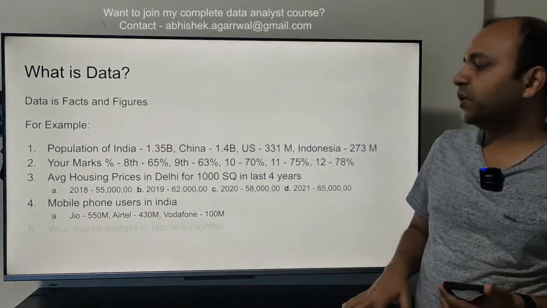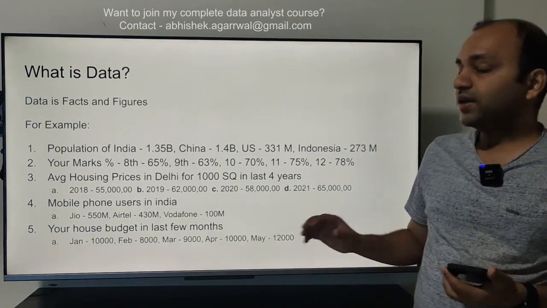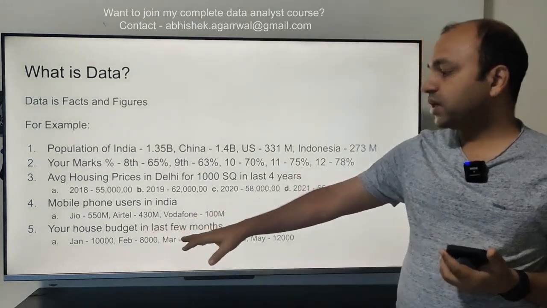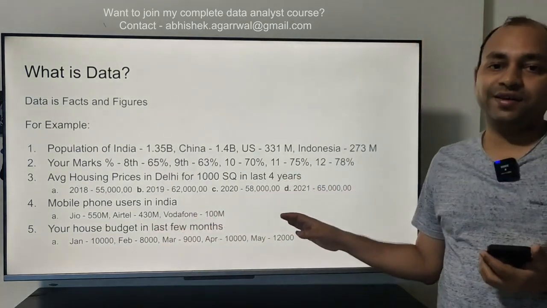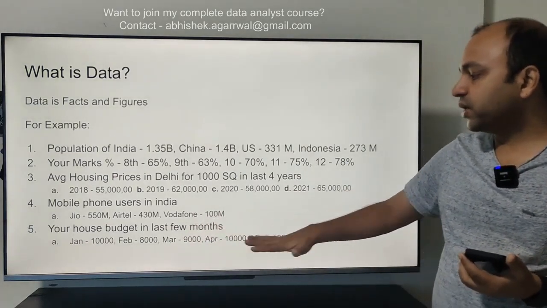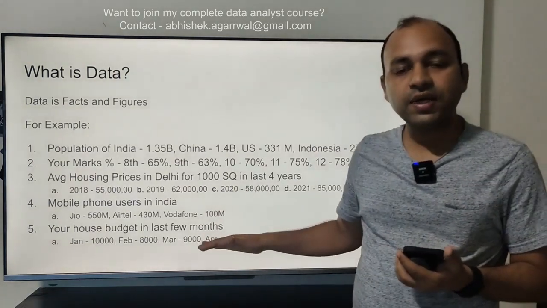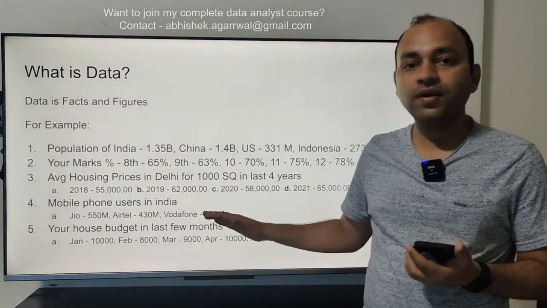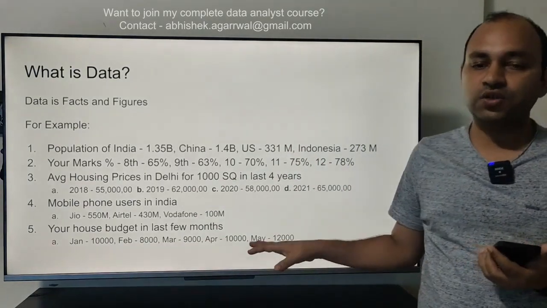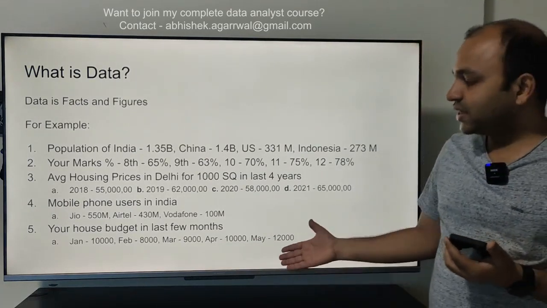And then the last example I have for you is your house budget in the last few months. In Jan you have 10,000, and that is in INR, by the way. So Jan 10,000, Feb 8,000, March 9,000, April 10,000 and May 12,000. These are basically the expenses you incur every month for maintaining your house, or maintaining the budget of your house. So that is the expenses.